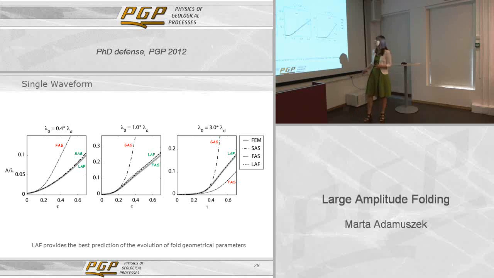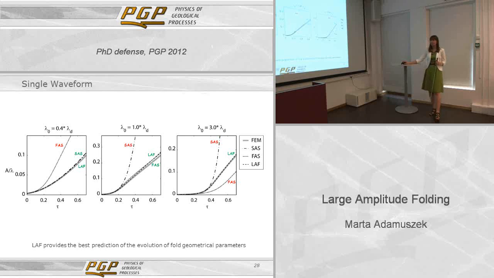And we see that in the first case, FAS does not accurately follow the finite element result. In the second case, SAS deviates from numerical results. In the third case, it is both SAS and FAS. And we see that in all cases, LAF accurately follows the numerical results.